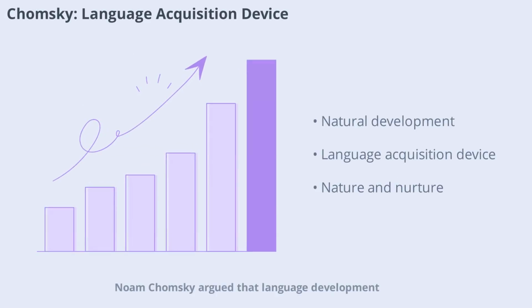Noam Chomsky argued that language development is natural and occurs given adequate nurture. He proposed the existence of a language acquisition device, a sort of switch box pre-wired in the brain. This device enables us to understand and produce language, suggesting that humans are biologically prepared for language learning. Chomsky's theory highlights the interplay between nature and nurture.